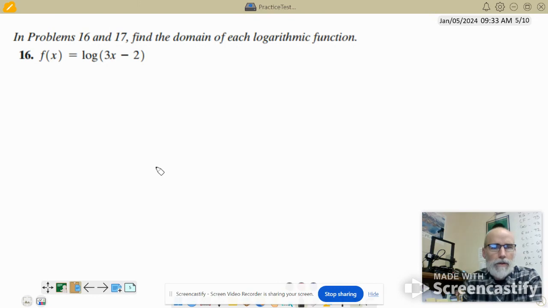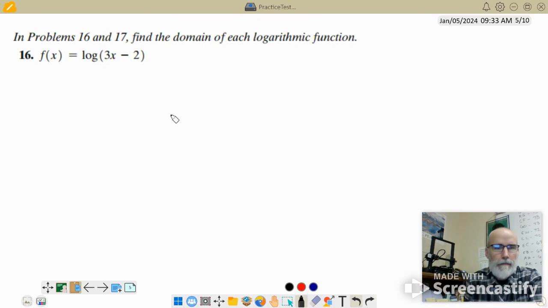Okay, number 16. Let's see, what's the domain, right? So the domain means what can x be in this function, in the log function, and not break the function, right? Well, you can't raise 10... There's no base down here, but it means a 10, right? That's a common log. And so what can you raise 10 to get 3x minus 2?